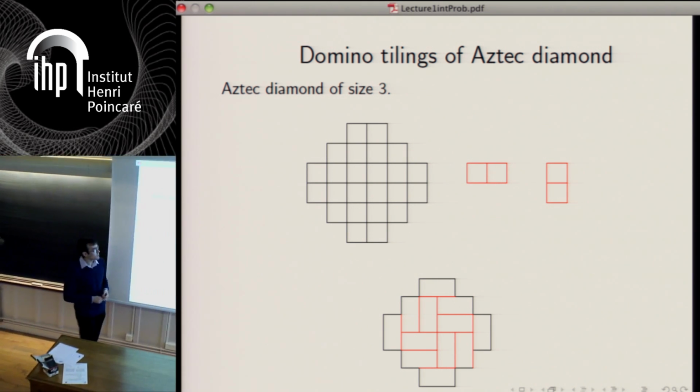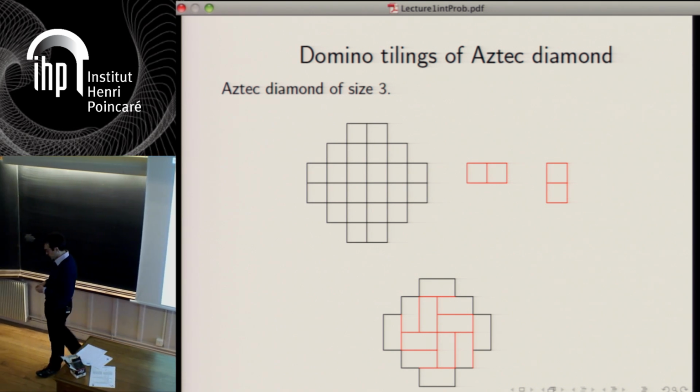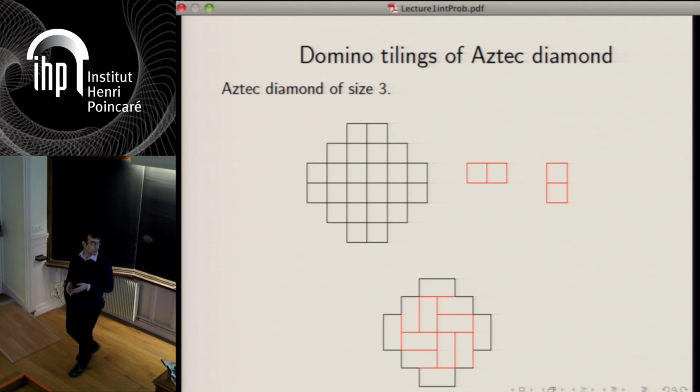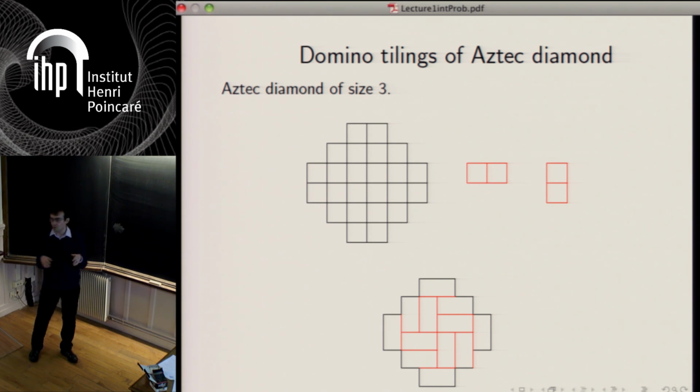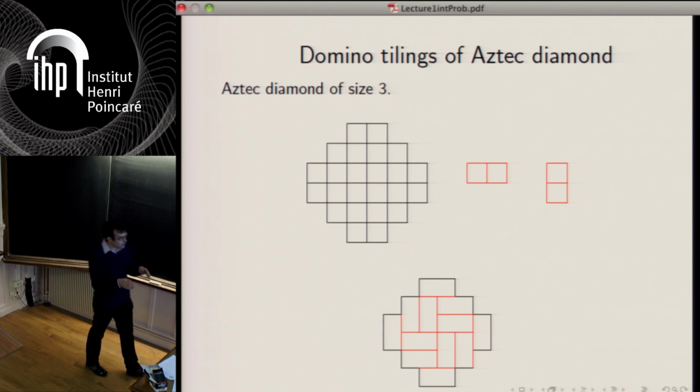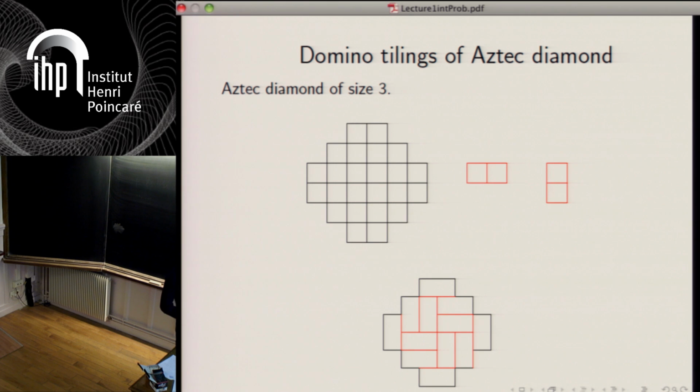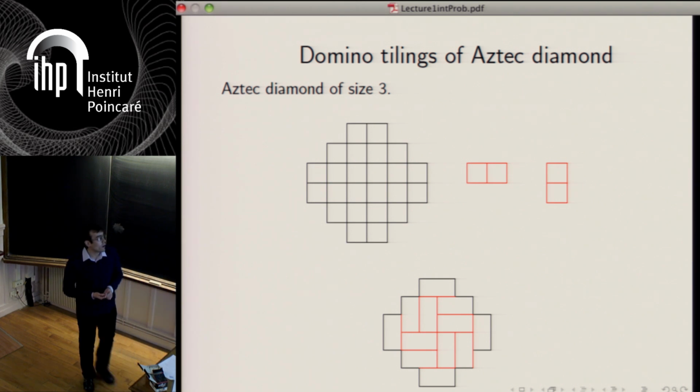And we will consider domino tilings of an Aztec diamond. So what is a domino? Well, a domino is a rectangle 1 by 2. It can be either horizontal or vertical. And tiling means that we put dominoes on this Aztec diamond in such a way that they don't have overlaps and cover all our Aztec diamond.